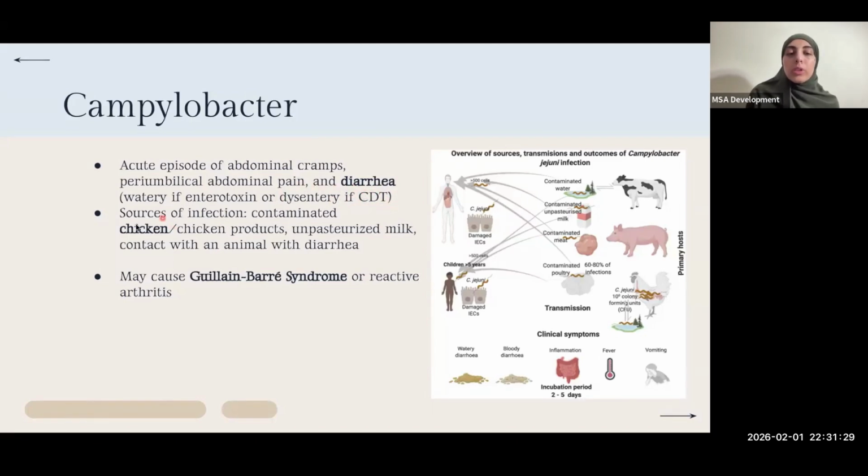Okay. What are the sources of infection? The most important thing to remember is contaminated chicken and chicken products. Okay. Chicken. Remember chicken. We saw chicken in Salmonella, and we saw chicken in Campylobacter. Campylobacter can also cause Guillain-Barré syndrome or reactive arthritis. It's kind of like an autoimmune reaction to this infection that leads to Guillain-Barré, which is a paralysis type of appearance, and reactive arthritis, they get arthritis after being infected with Campylobacter.